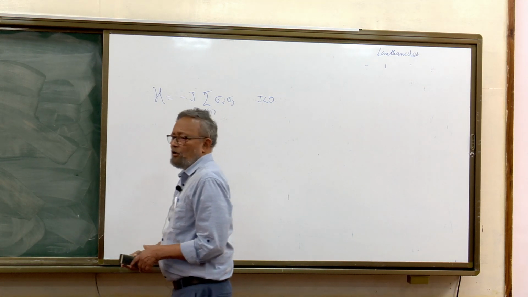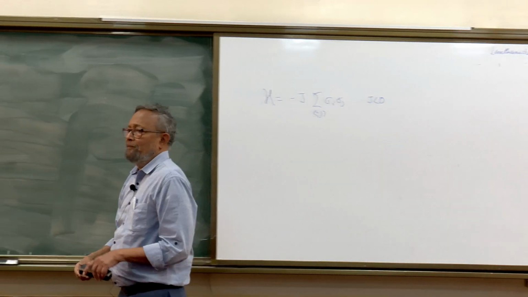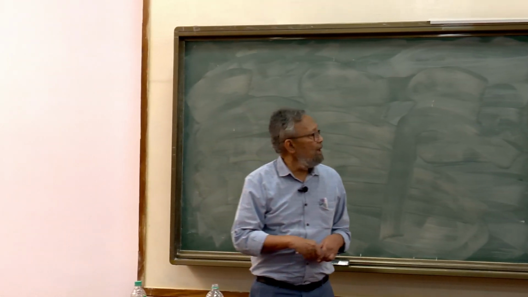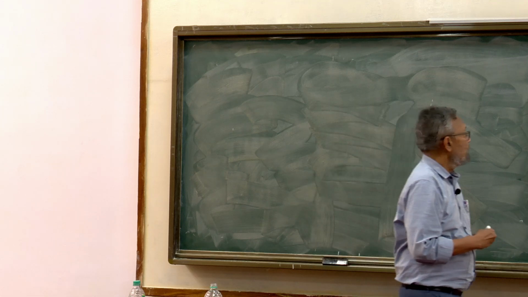So now with the same model, we look at it in 2 dimensions. And to keep matters simple, I will look at a 2-dimensional square lattice.